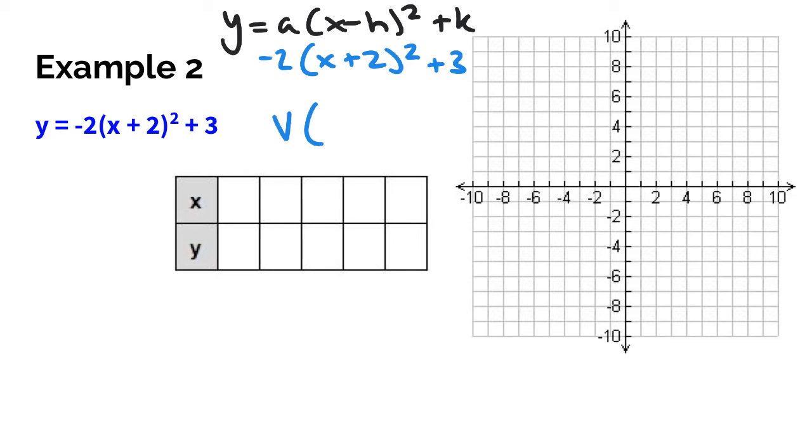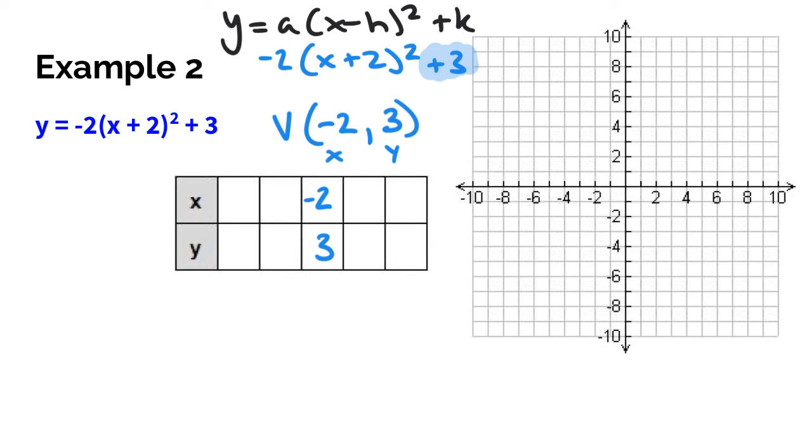Here's the only difference. My x value would still be the opposite of what's shown, so negative 2. But now I have a k value. Notice my k value says plus 3. Okay, so that's that constant term thrown at the end. So that means my vertex is no longer just going to be at negative 2, 0, but it's going to be at negative 2, 3.